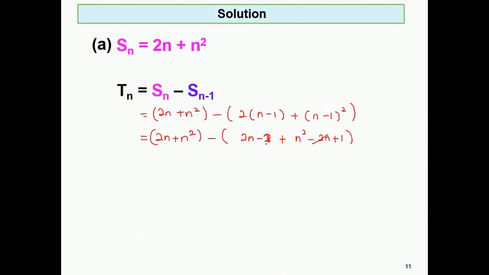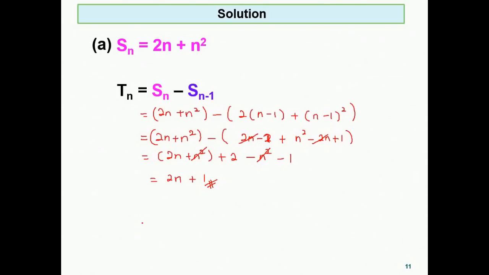So here 2n can be cancelled out. So we have 2n plus n squared minus 2, which is equal to plus 2 minus n squared minus 1. So n squared here can be cancelled out. Then the answer for Tn is 2n, 2 minus 1 equals 1. So the answer is Tn is equal to 2n plus 1.